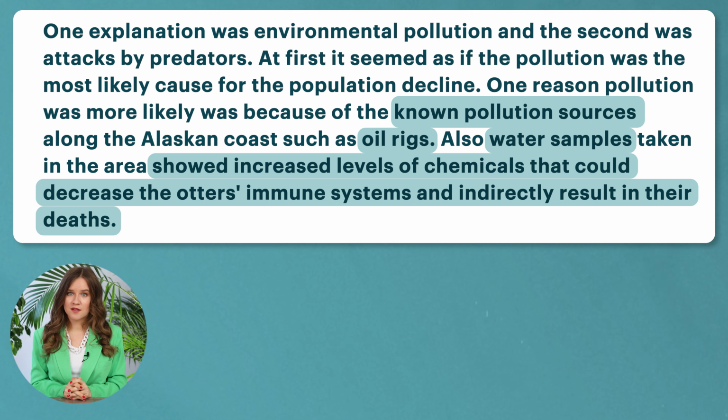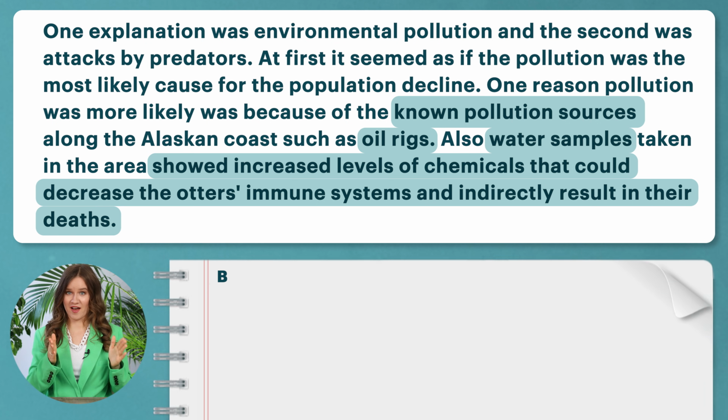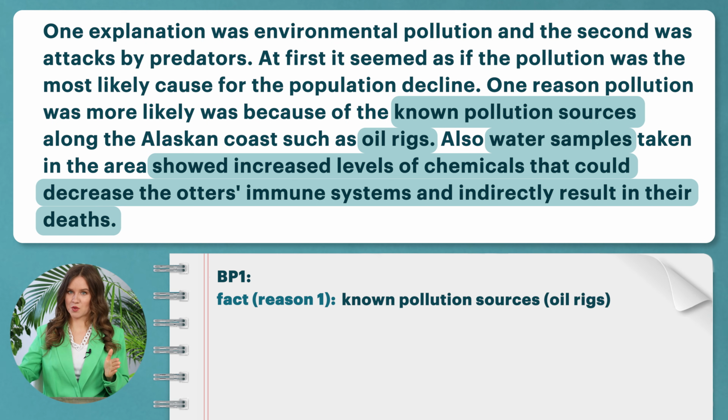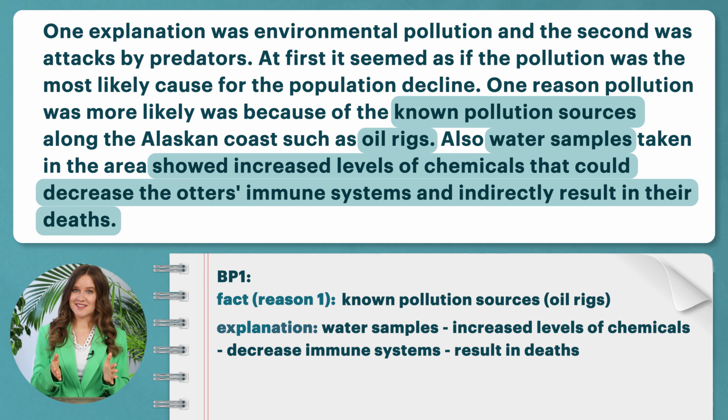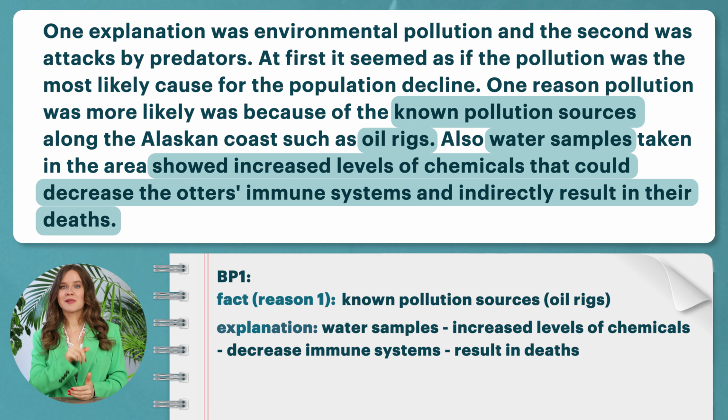many otters died. This clearly explains why the author believes known pollution sources prove environmental pollution, not predator attacks, caused the decline. Organize your notes, as we discussed. Fact, reason 1, known pollution sources, oil rigs. Explanation, water samples, increased levels of chemicals, decrease immune systems, result in deaths. Please bear in mind that you cannot use information from the text without paraphrasing it.